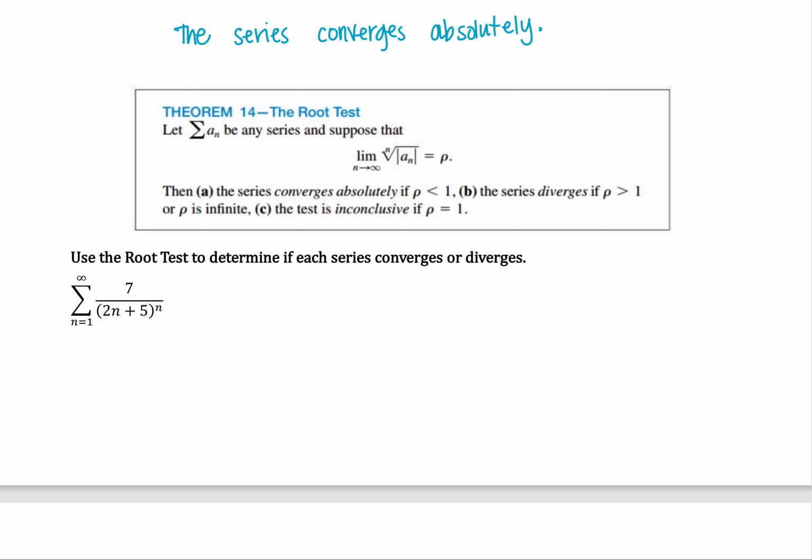And we're going to look at a couple examples of how this works. So for the first one here, we're given the series from n equals 1 to infinity, 7 over 2n plus 5 to the nth power. So using the root test, we have the limit as n goes to infinity of the nth root of the absolute value of this a sub n term. So we've got 7 over 2n plus 5 to the nth power.